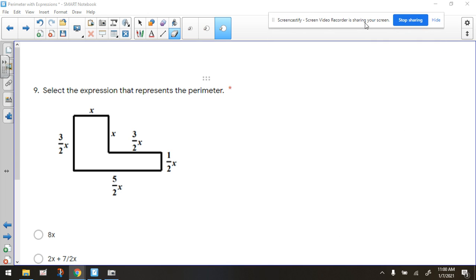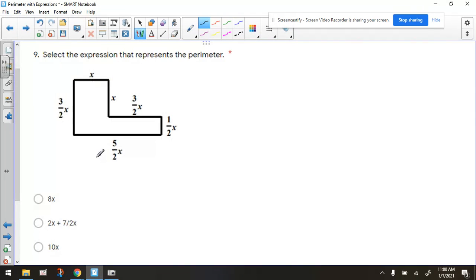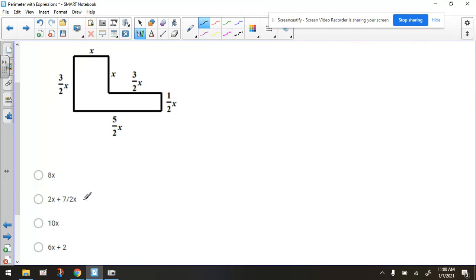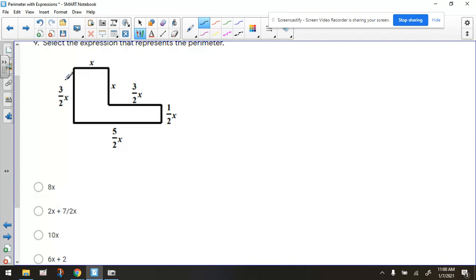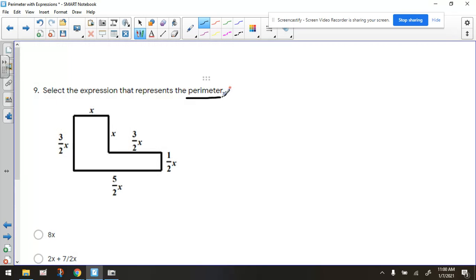We're taking a look at a very difficult question, but we're going to dissect it a little bit and make it a little less intimidating. Question 9 says, select the expression that represents the perimeter, and they show a bunch of different expressions down here, which should suggest that we first need to come up with an expression where we're adding up all the numbers, because that's what perimeter is. You have to add up all the sides, and then we have to simplify the expression.